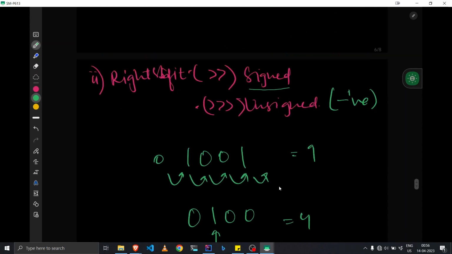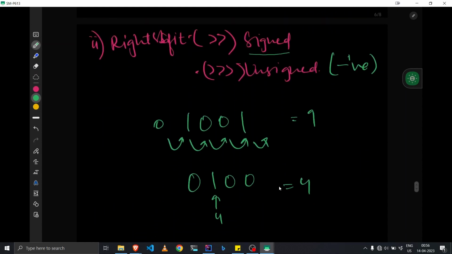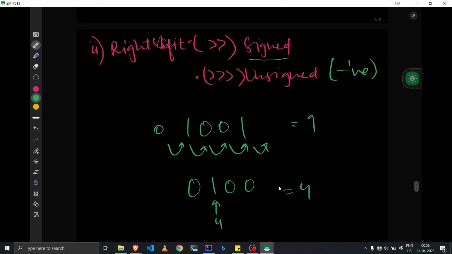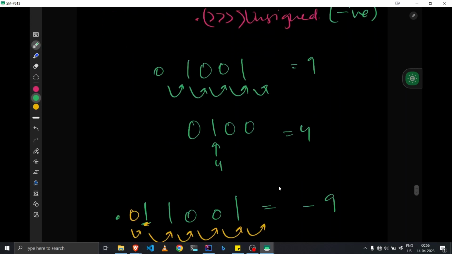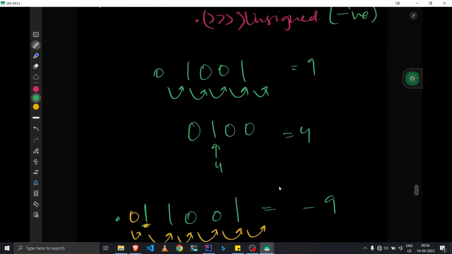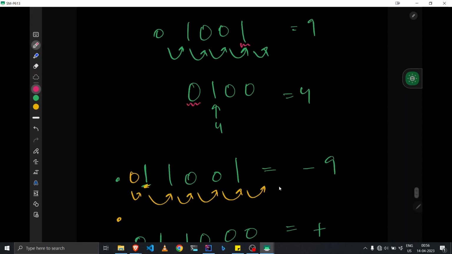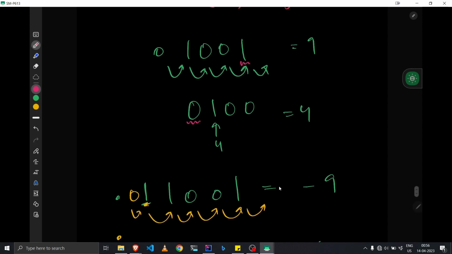For the right shift operator, we have two types, signed and unsigned. For the signed, we use two right arrow brackets, and for the unsigned, we use three right arrow brackets, right? And the unsigned one was specifically used with negative numbers. Let's look at the signed one first. For the signed one we will take, let's say, 1001, which is 9. We move all the bits towards the right. The 1 here moves out of scope. A 0 is inserted towards the starting. So this 0 is inserted new, and this equals 4, right?